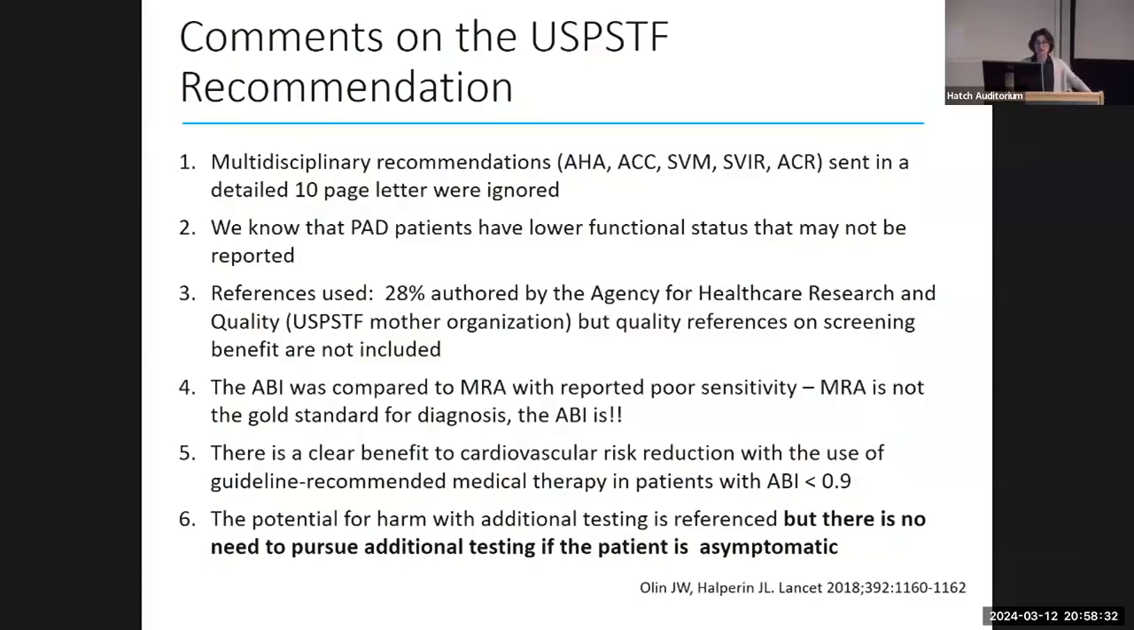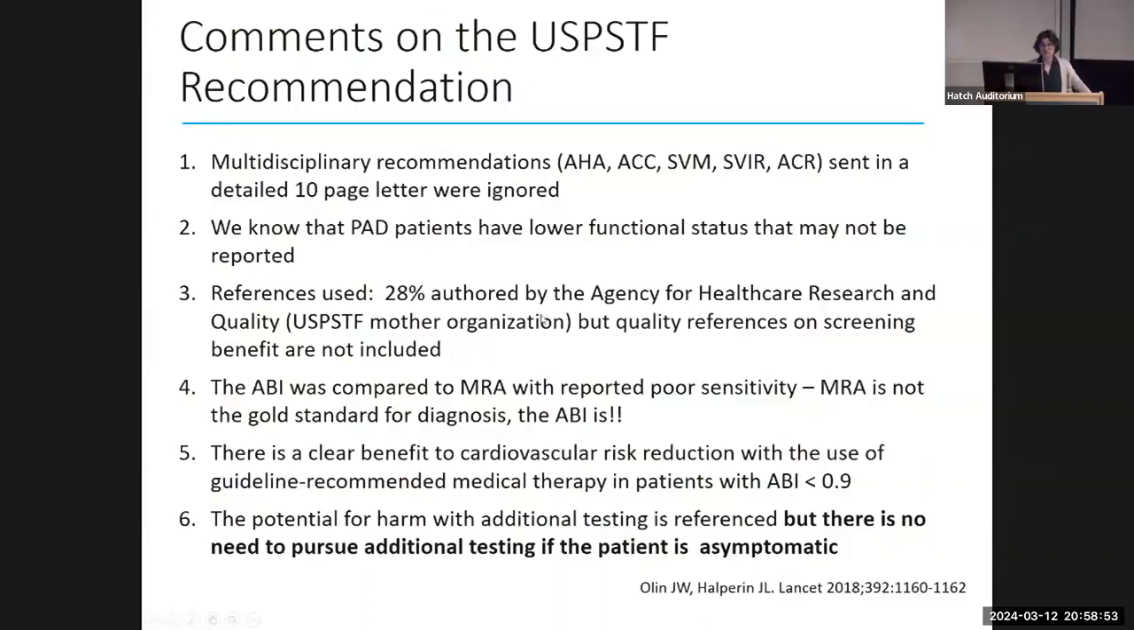In addition, we know that PAD patients have lower functional status that may not be reported. Patients tend, and most people tend to avoid pain. So they often will limit their ambulation or lifestyle to avoid symptoms without even realizing they're doing it. And sometimes you need that objective testing to show you the patient has PAD.